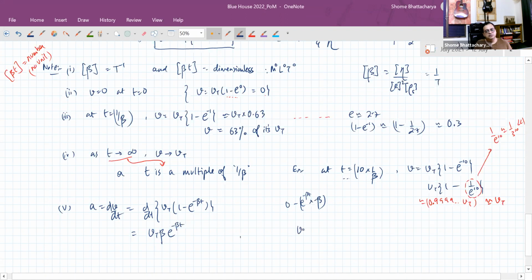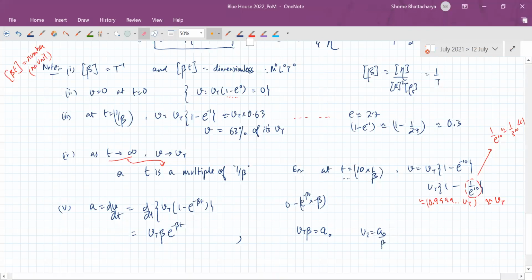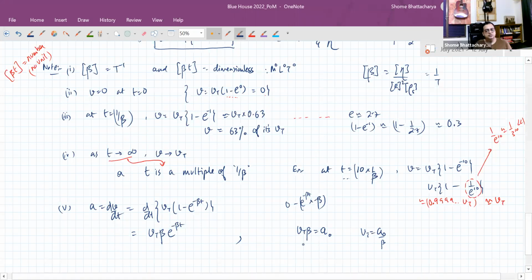Now notice that terminal velocity into beta is nothing but the initial acceleration, a naught, because remember Vt was equal to terminal velocity upon beta. We had this thing. Even when you substitute, you can see that this factor will come out to be the thing we had written, the difference 1 minus the density of liquid by solid into g. So this term is like this.